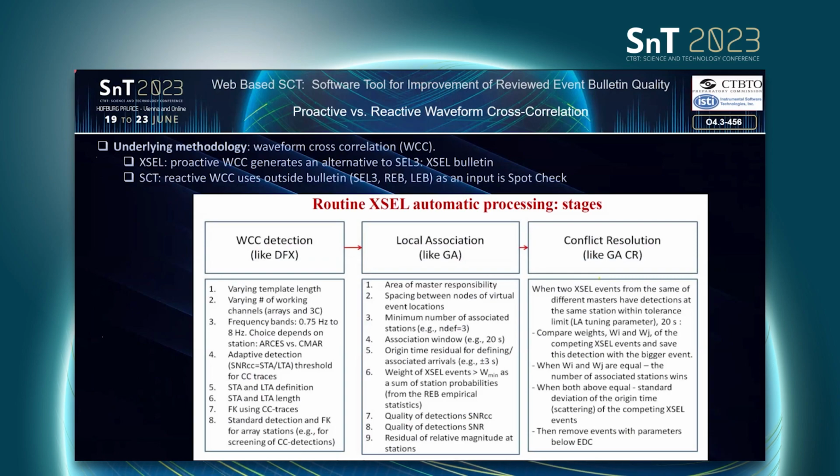Now, the global associator is replaced with a local associator because there is no need to associate globally. We are only associating in the vicinity of the existing operational bulletins. And the operational conflict resolution is also replaced with a modified one. Here in the slide you can see some explanation of how the algorithm works. We don't have time to discuss it longer.